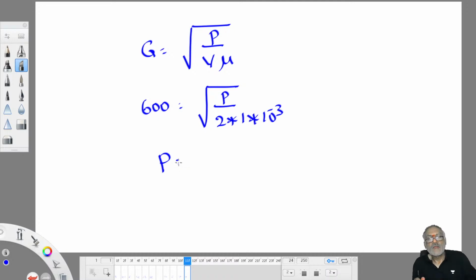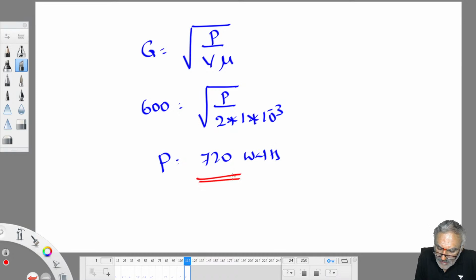Okay. What is power? Come on, calculate. So 600 square into 2 into 10 minus 3. So it is 720 watts. So this is how we can work out.